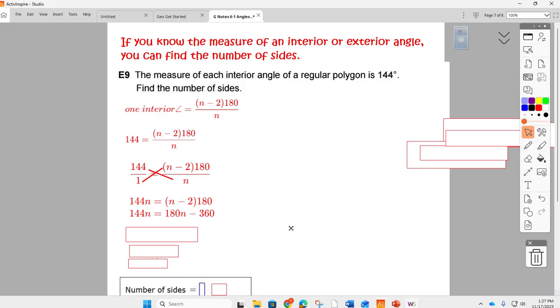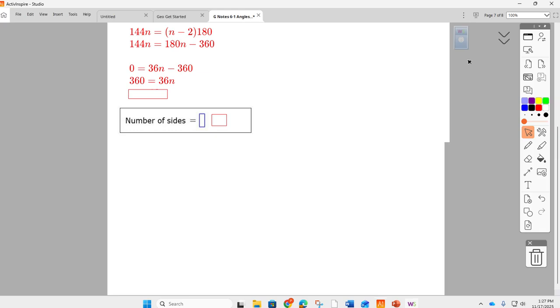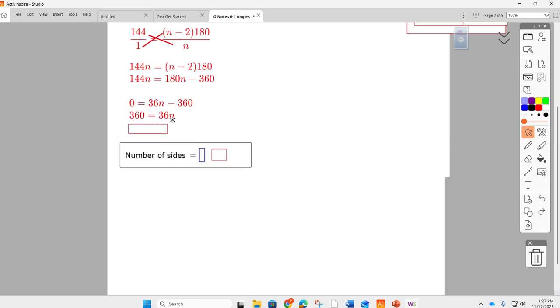So let's take the 144n, and what are we going to do with that? Subtract it from both sides. When we do, we're going to get 0 equals 180 minus 144, which is 36n, minus 360. Does that make sense? Now, what do you do to solve this equation? Add 360 to both sides. So now we have 360 equals 36n. Now we're going to divide by what's being multiplied here. Divide both sides by 36. So now we know that there are 10 sides.